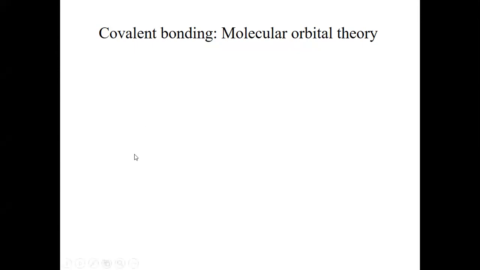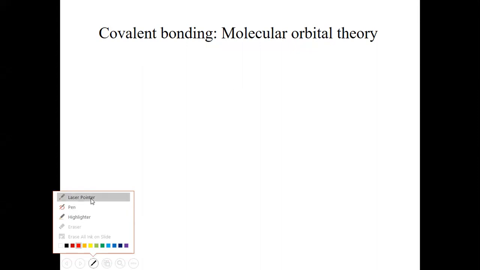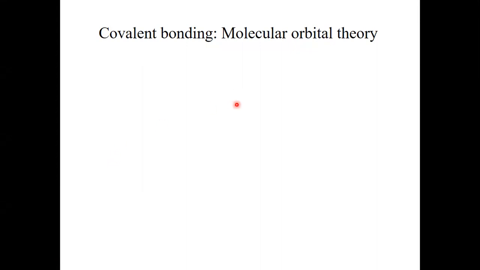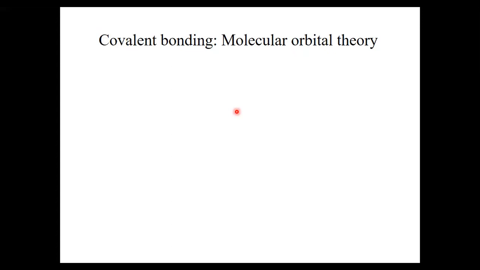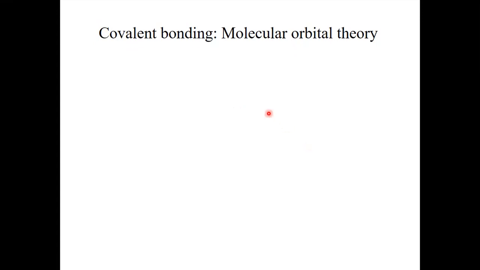So as an introduction to molecular orbital theory, let us first briefly review the axioms of molecular orbital theory. Like any theory, molecular orbital theory makes a few assumptions, and making these assumptions can then explain the bonding. So molecular orbital theory was developed in particular for covalent bonding.